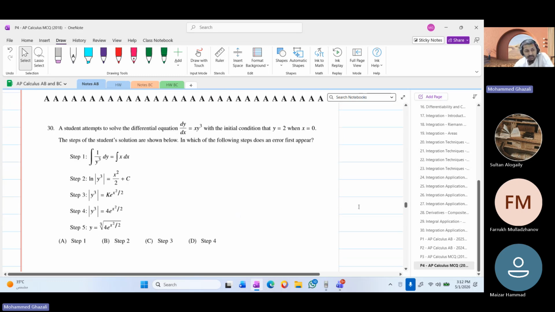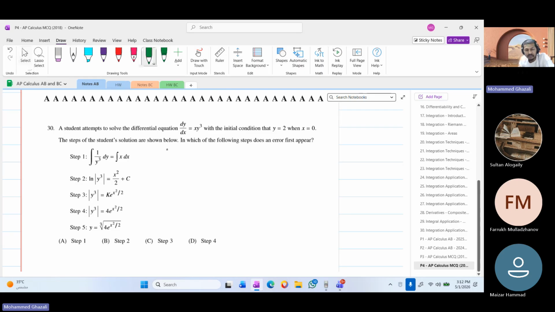Question number 30. A student attempts to solve the differential equation dy/dx equals xy cubed with initial condition y equals 2 when x equals 0. The steps of the student's solution are shown below. In which of the following steps does the error first appear? Let's see. dy/dx is equal to xy cubed, so that becomes dy over y cubed equals x dx. Step 1 is to integrate like this. Is that correct? Yes. And step 2 is to integrate this. If you're integrating this, x squared over 2 plus c, that's correct. This is incorrect.